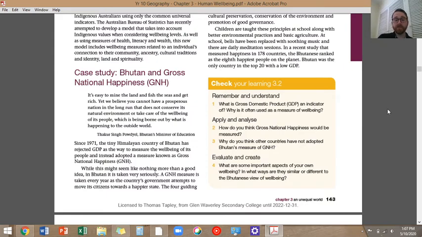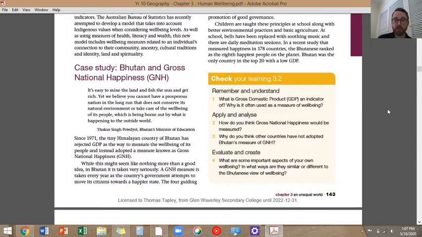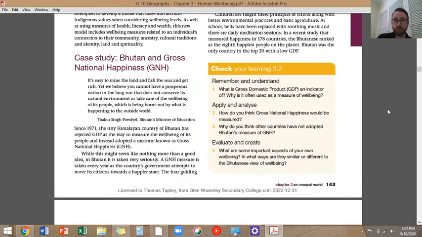So question 1, what is gross domestic product? That one should be easy for you. And why is it often used as a measure of well-being? So why is GDP often used as a measure of well-being? Question 1. 1 or 2 sentences.